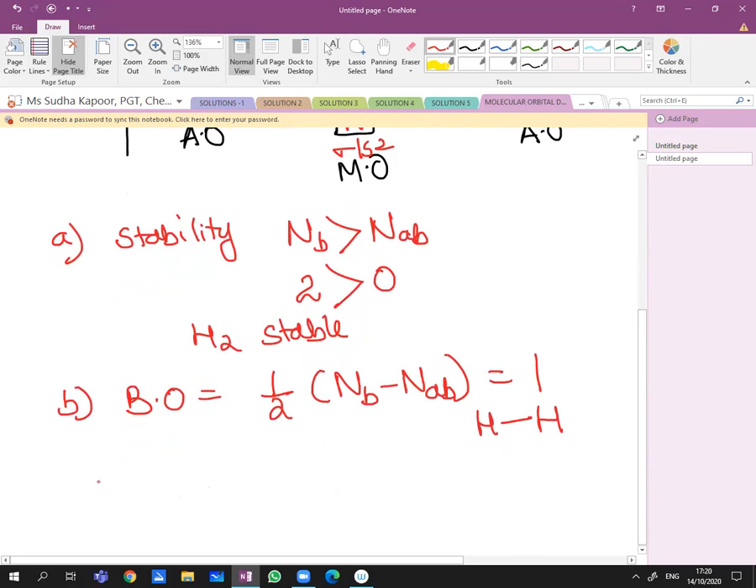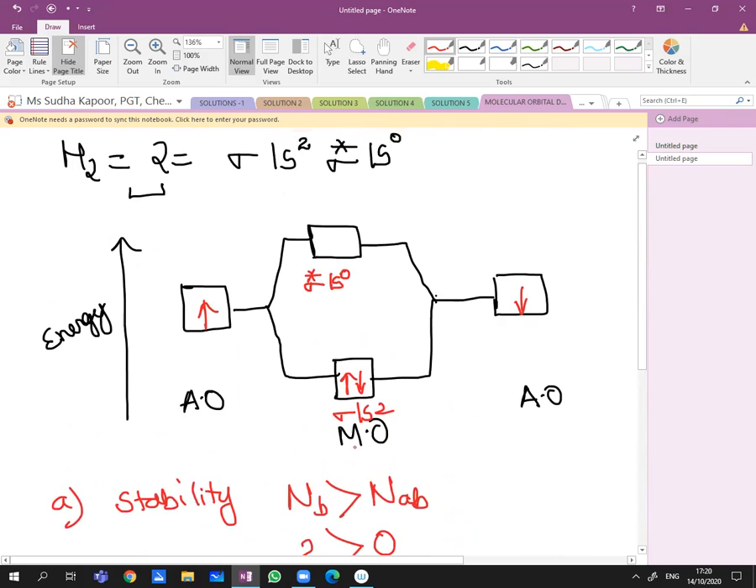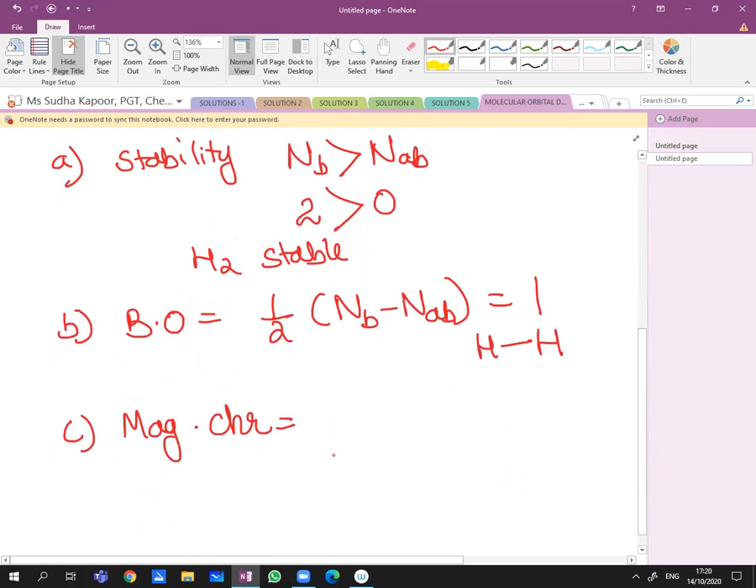Then the third thing, the magnetic character. When we are talking about the magnetic character, we know that the configuration is sigma 1s2. We have written the configuration sigma 1s2, and both the electrons in the molecule are present in the paired form. Since electrons are in the paired form, the magnetic behavior is diamagnetic in nature.